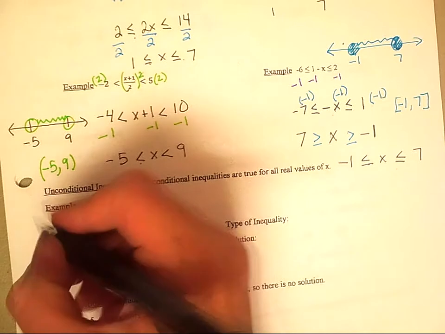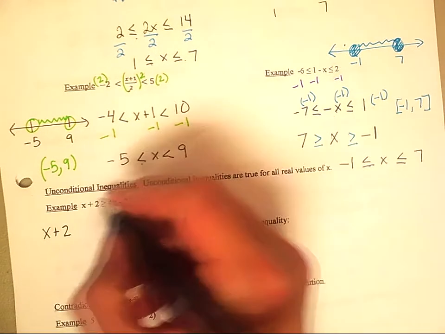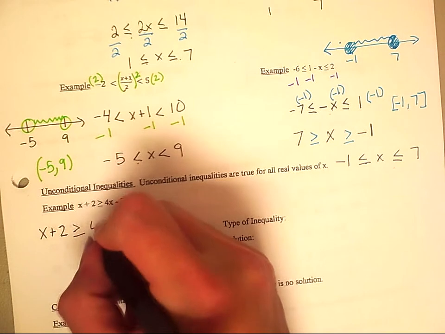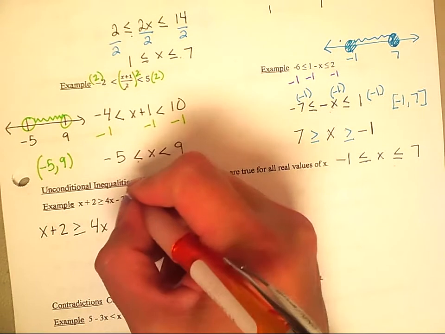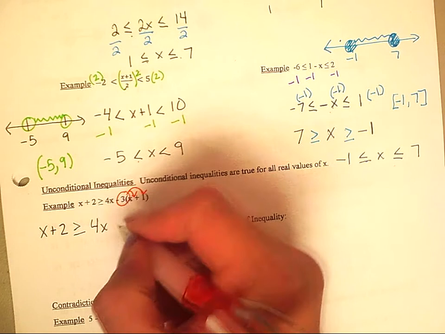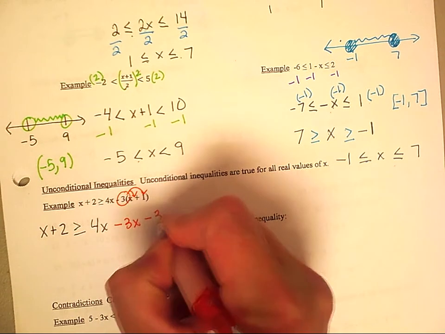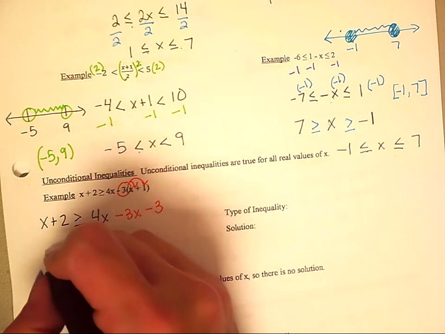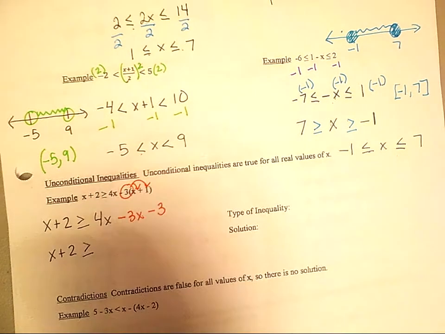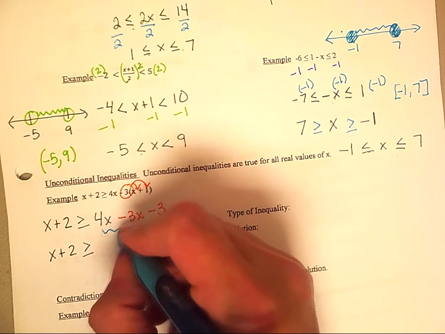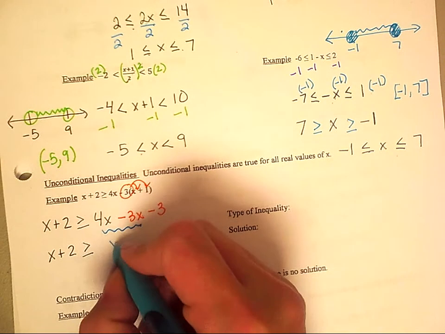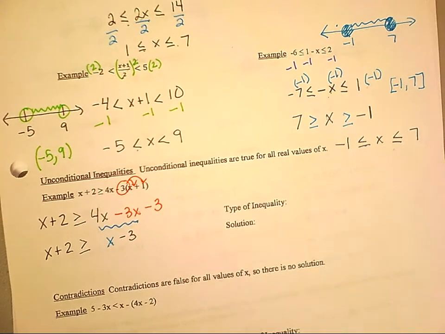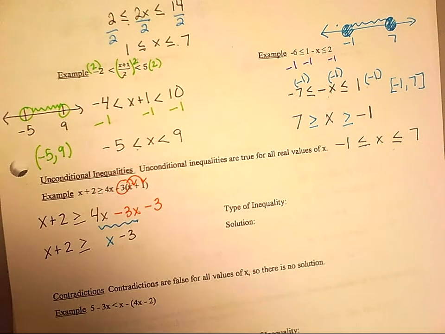Okay, let's try and simplify as we would. The left-hand side is already simplified. It's simply x plus 2, and we'll leave the greater than or equal to sign. The 4x, and then let's distribute this negative 3 through. So negative 3x minus 3. And now x plus 2 is greater than or equal to. Let's combine these like terms. So we'll get x and then the minus 3.